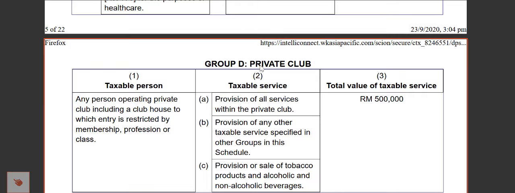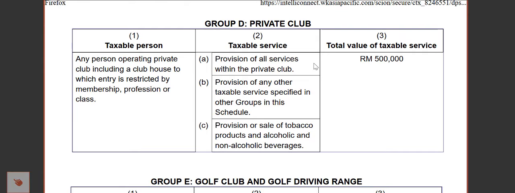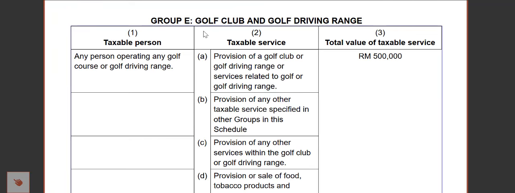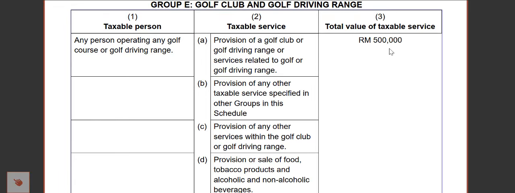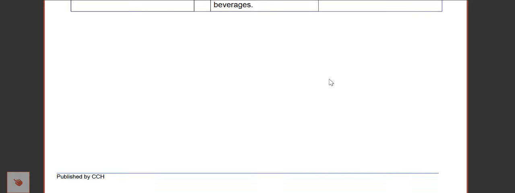Okay, D is private club. Private clubs are those clubhouses where you can go and enjoy all the facilities that those rich people usually will visit, right? So private club. Now private club, basically nothing much, so 500,000 is the threshold. Okay, golf club on the other hand, together with golf driving range, is similar to private club. They also need to be registered, and they also have a threshold of 500,000.